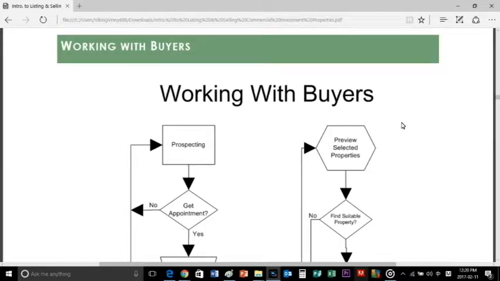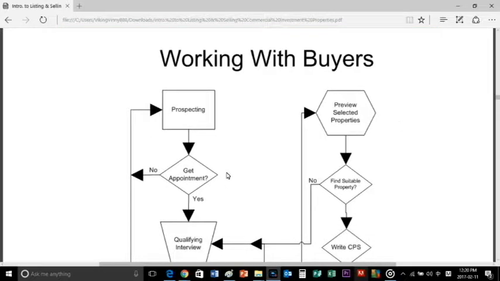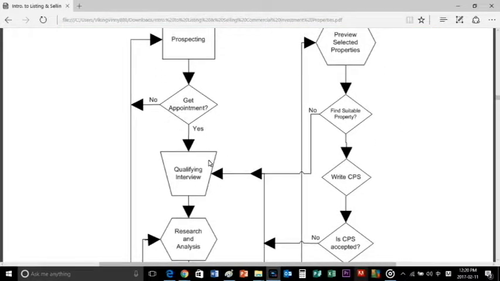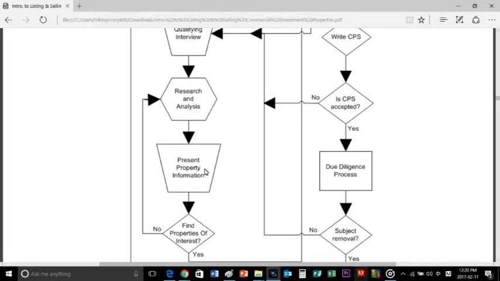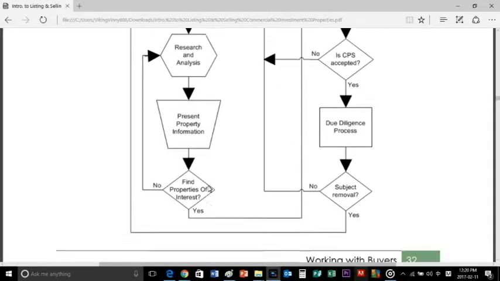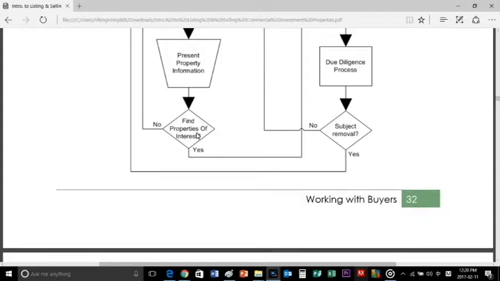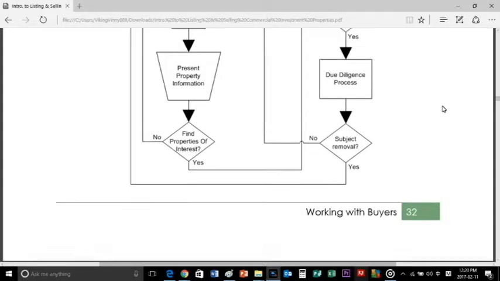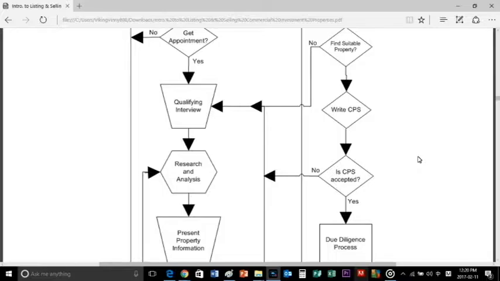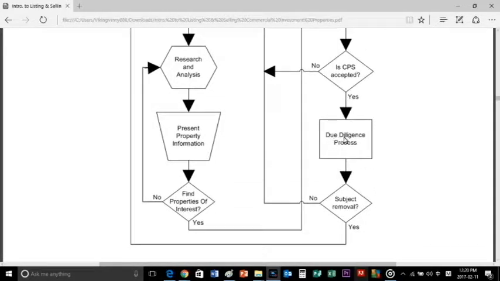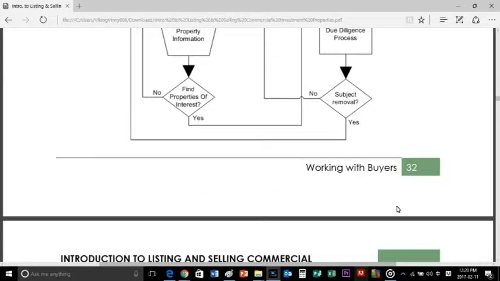Working with buyers. So here's a graph. Prospecting. Get the appointment, yes or no? Yes. Qualifying interview. Research and analysis. Present property information. Find properties of interest, yes or no. Go up here. Preview selected properties. Find suitable property, yes or no. Write the CPS. Is CPS accepted? Yes. Due diligence process, subject removal.